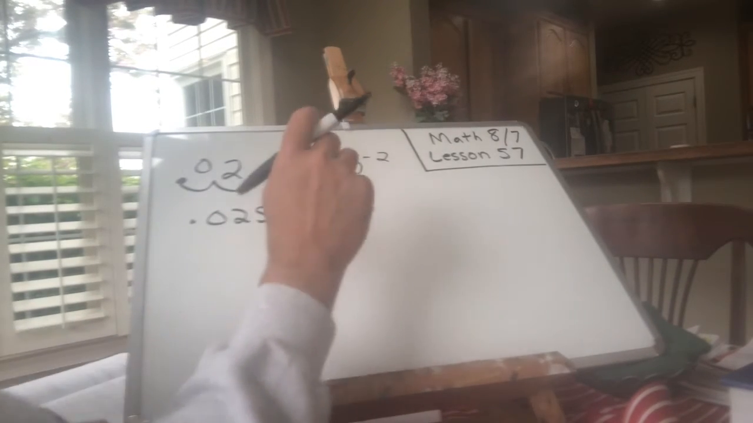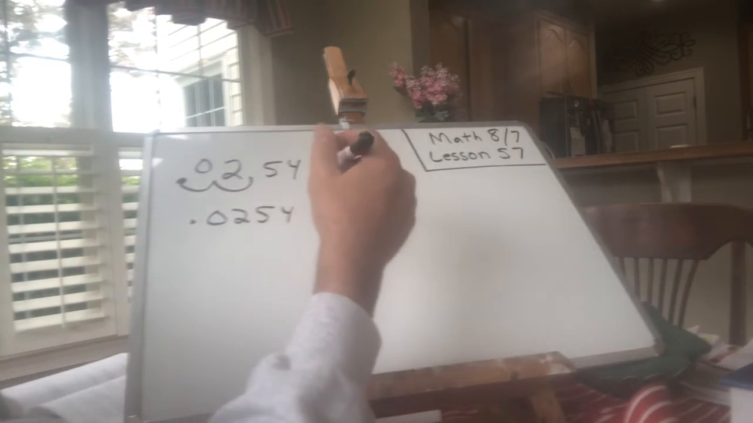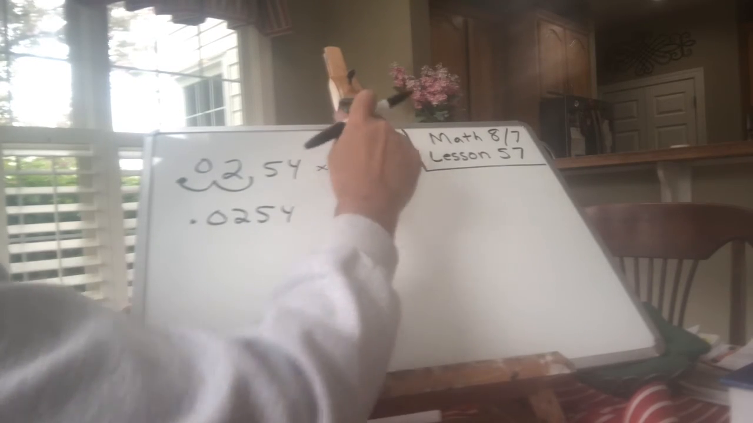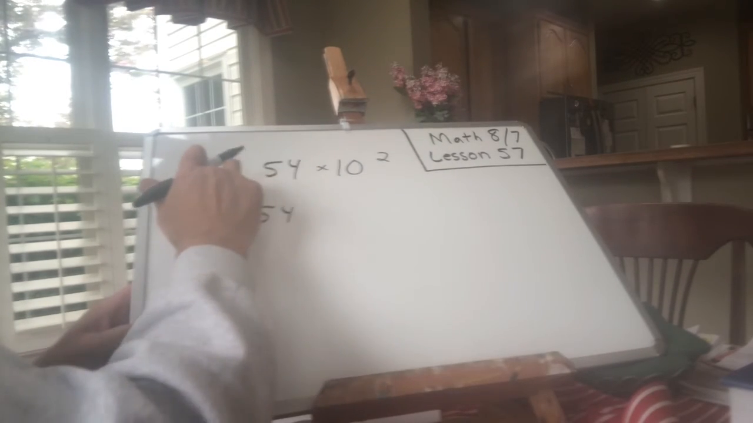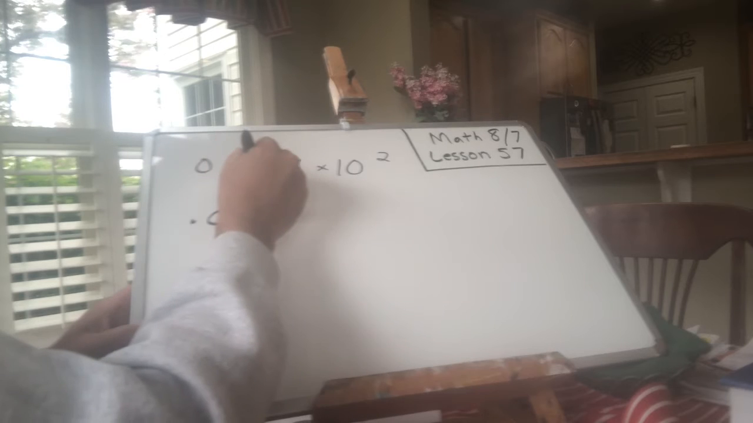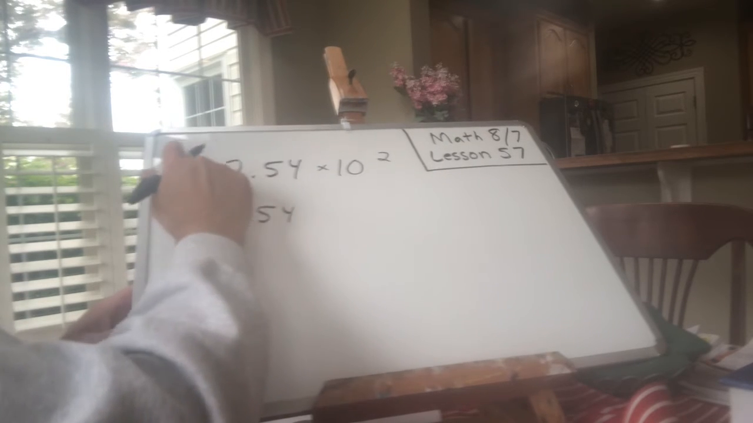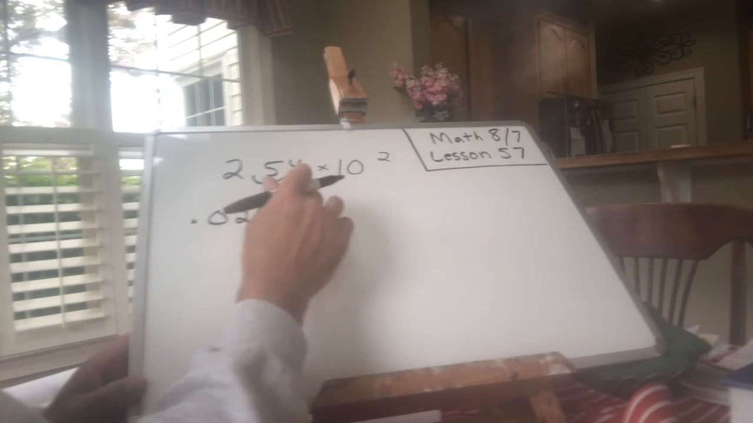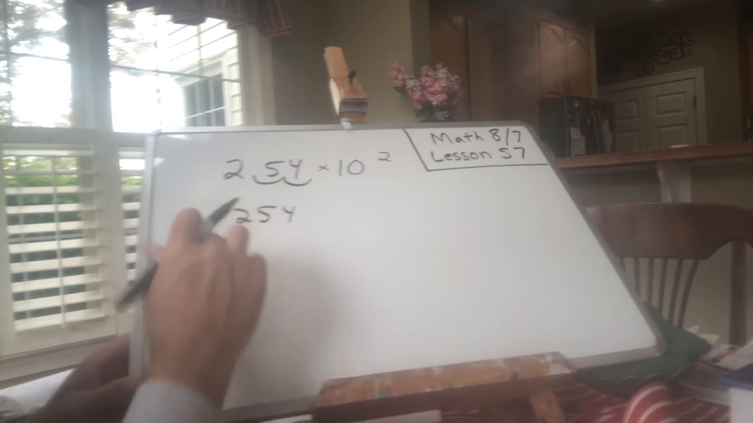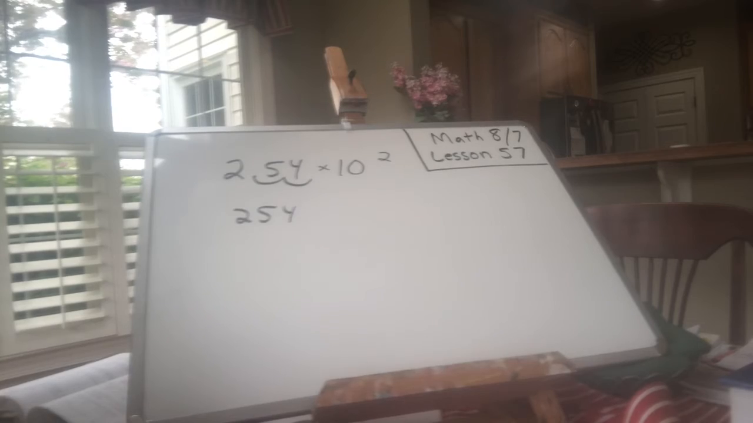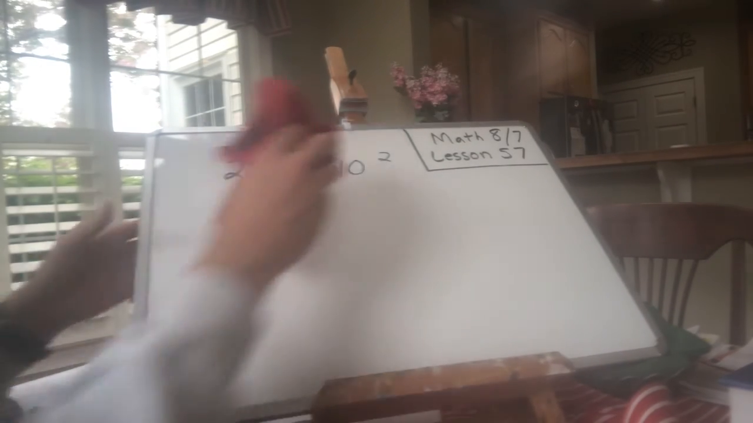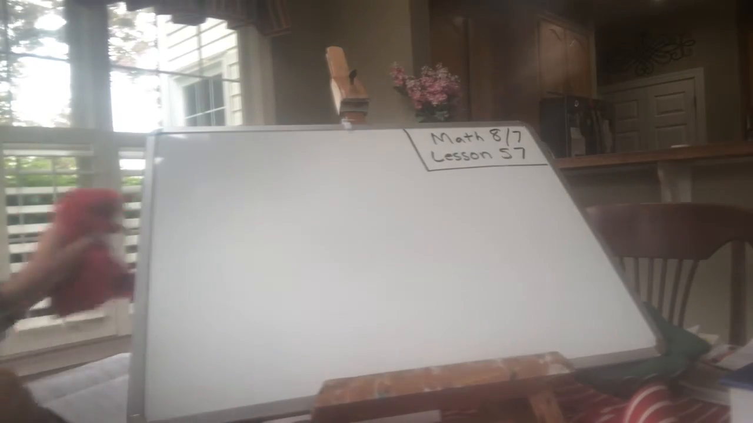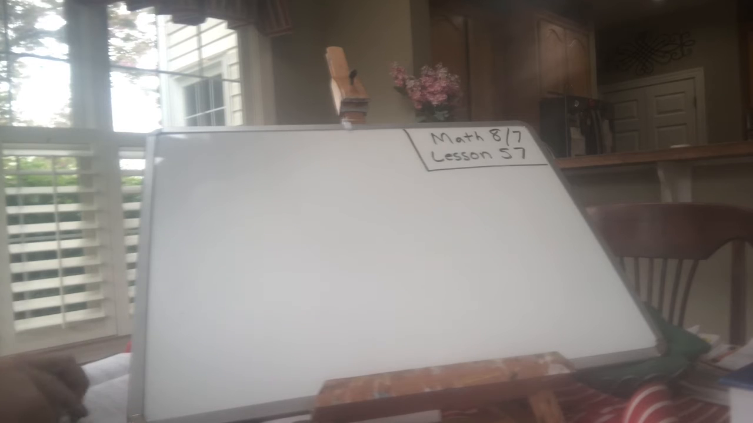If it was 2.54 times 10 to just the regular 2nd power, I would move it this way. So then my answer would be 254, because that's where my decimal point would have been moved to. All right. Negative exponents, we're moving to the left, all right?